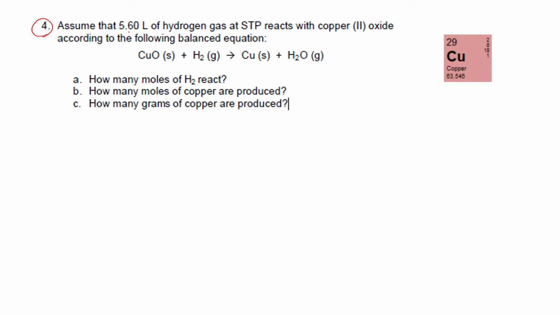Okay, so number 4 is asking, assume that 5.6 liters of hydrogen gas at STP reacts with copper 2 oxide with this balanced equation. Two things are given to us, a balanced equation and STP. STP is awesome because we know that we can use 22.4 liters of gas for any 1 mole of gas, right? That's what happens when we see STP of gas. And this is already balanced for us, so less work for us.